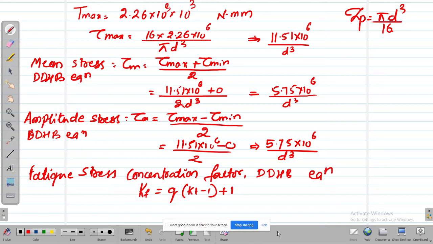So you must write it. Here we consider q equal to 0.9. KT they have given, minus 1 plus 1. So now you calculate the value of KF. That is 1.12. I think you got every requirement here.